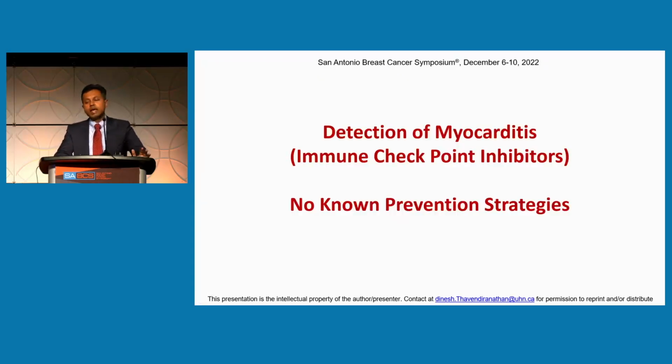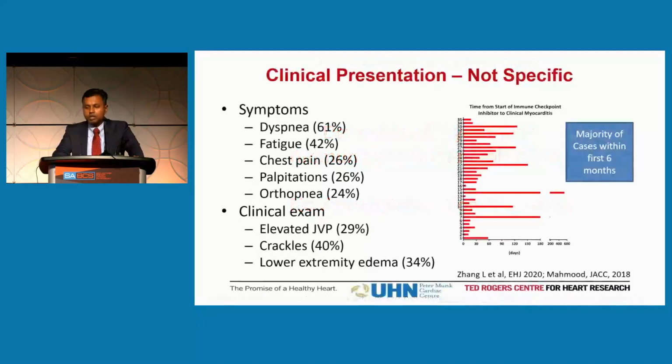The last few slides, I'll talk about myocarditis. With the use of immune checkpoint inhibitors, we are seeing cardiovascular disease, including myocarditis in these patients. We know there are no prevention strategies, especially with immune checkpoint inhibitors, but detection is important. The first is to have clinical suspicion. We know that the symptoms these patients present with are nonspecific. It includes dyspnea and fatigue as the most common symptoms, and cardiovascular clinical examination is usually normal.